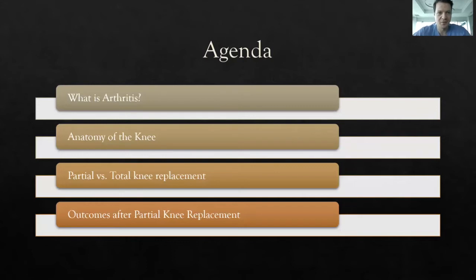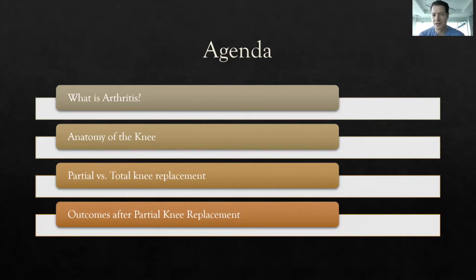So what's the agenda? We're going to talk about, just generally at a basic level, what is arthritis? We all hear about, hey, my sister or my dad had arthritis. Well, what exactly is arthritis and how does that impact us? We're going to talk about the anatomy of the knee and how this factors into our surgical decisions and how we end up doing surgery on the knee.